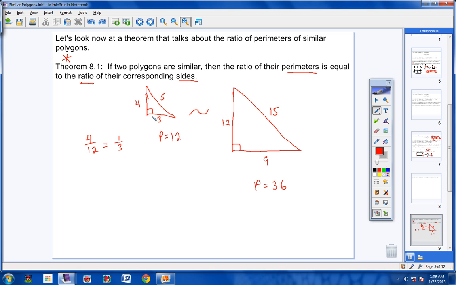So let's do the same thing with the perimeters. The perimeter for this triangle here goes up top, and the perimeter of this triangle goes to the bottom. And look at that. If you reduce that, you get 1/3, which is the exact same scale factor, or ratio, that we had of corresponding sides. So let's go over this again. Whenever polygons are similar, the ratio of their corresponding sides will be identical, the exact same as the ratio of their perimeters. Okay, continuing on.